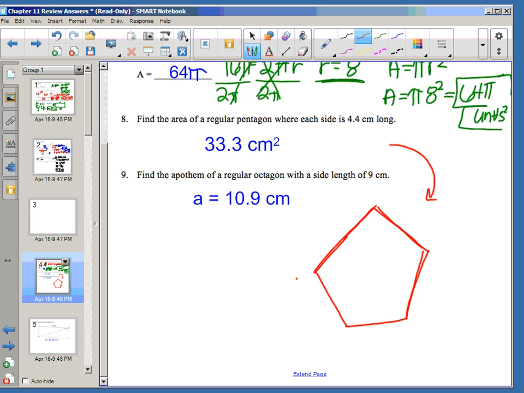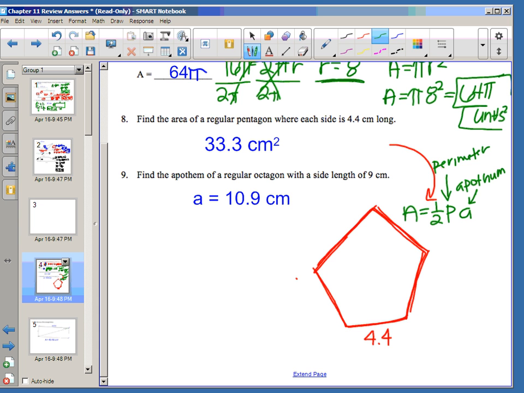So there is my pentagon, as regular as I can get it. And we know that this side length to start is 4.4. If I look at the formula sheet, I see that the area of a regular polygon is 1/2 PA, where P stands for perimeter. A is that funny word, the apothem.